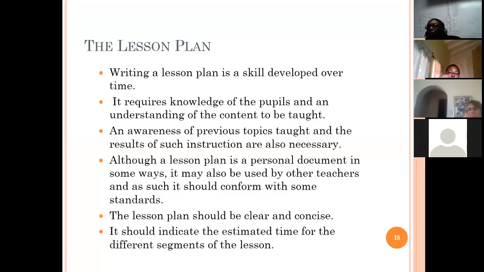Now, although it's a personal document, it is something that may possibly be used by other teachers. So it should be written in a form that is somewhat formal, because it's your personal document, but others may have to look at it, such as your head of department. So it should conform to some standards, hence the structure. It should be clear, it should be concise, and it should indicate the estimated time for the different segments of the lesson. We're going to come to that when we look at some samples.